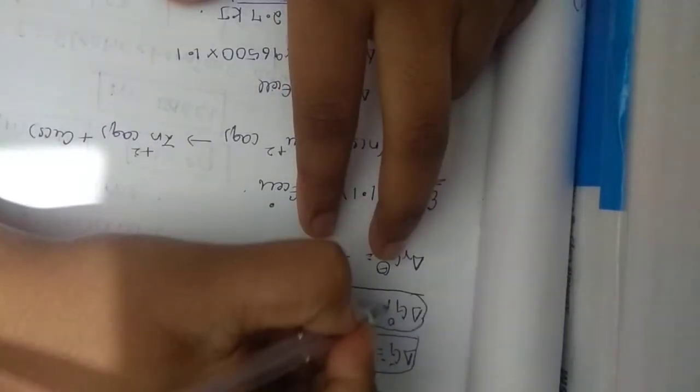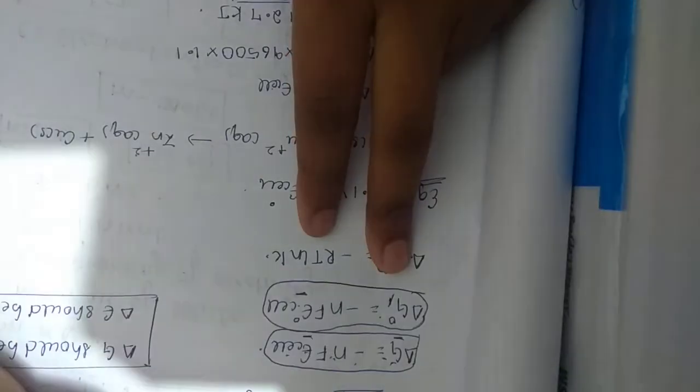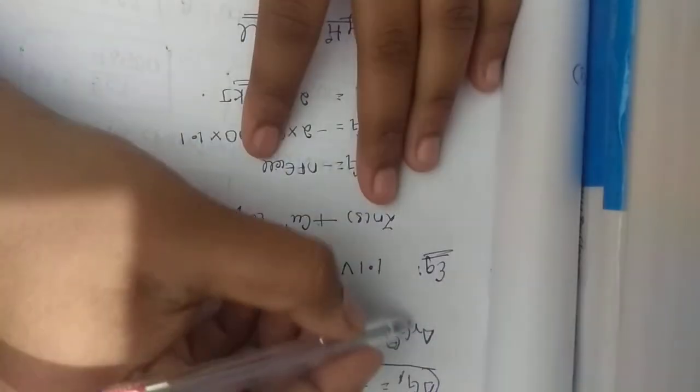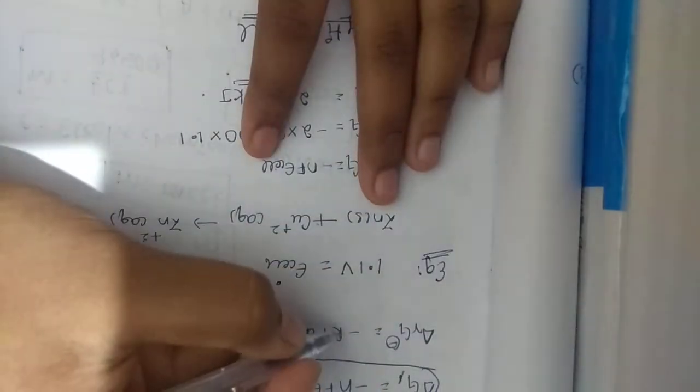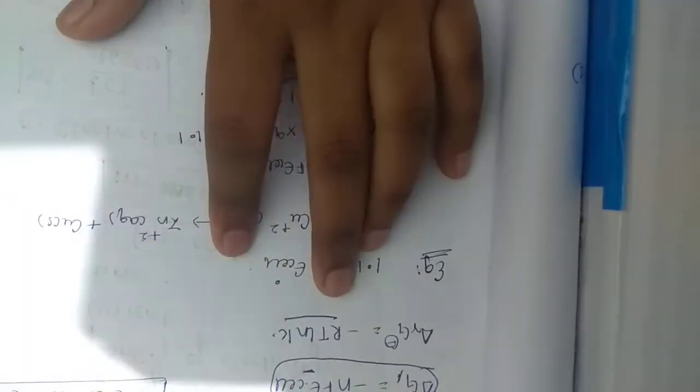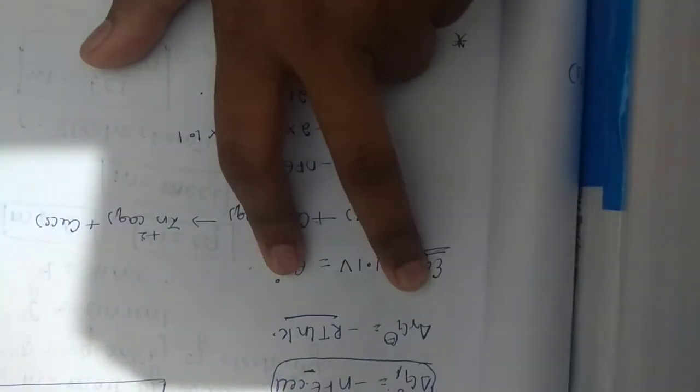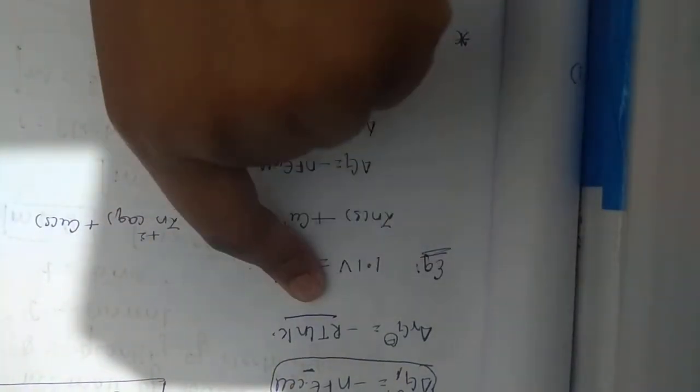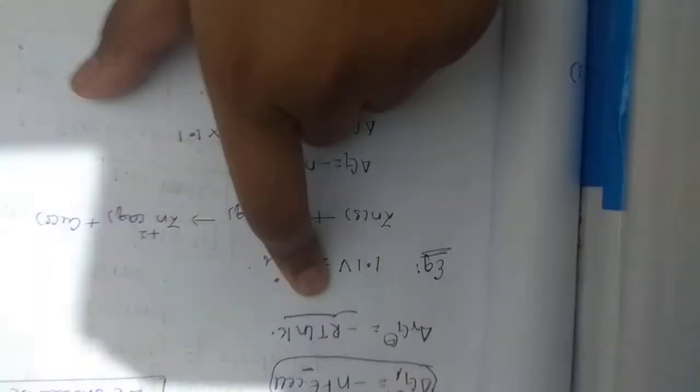When you're taking delta G naught, you should take the E naught. When you're taking only delta G, you should take only E cell. Next one is delta RG. Then you should take RT ln K. When it is delta RG, you're supposed to take minus RT ln K. Don't forget about the minus.